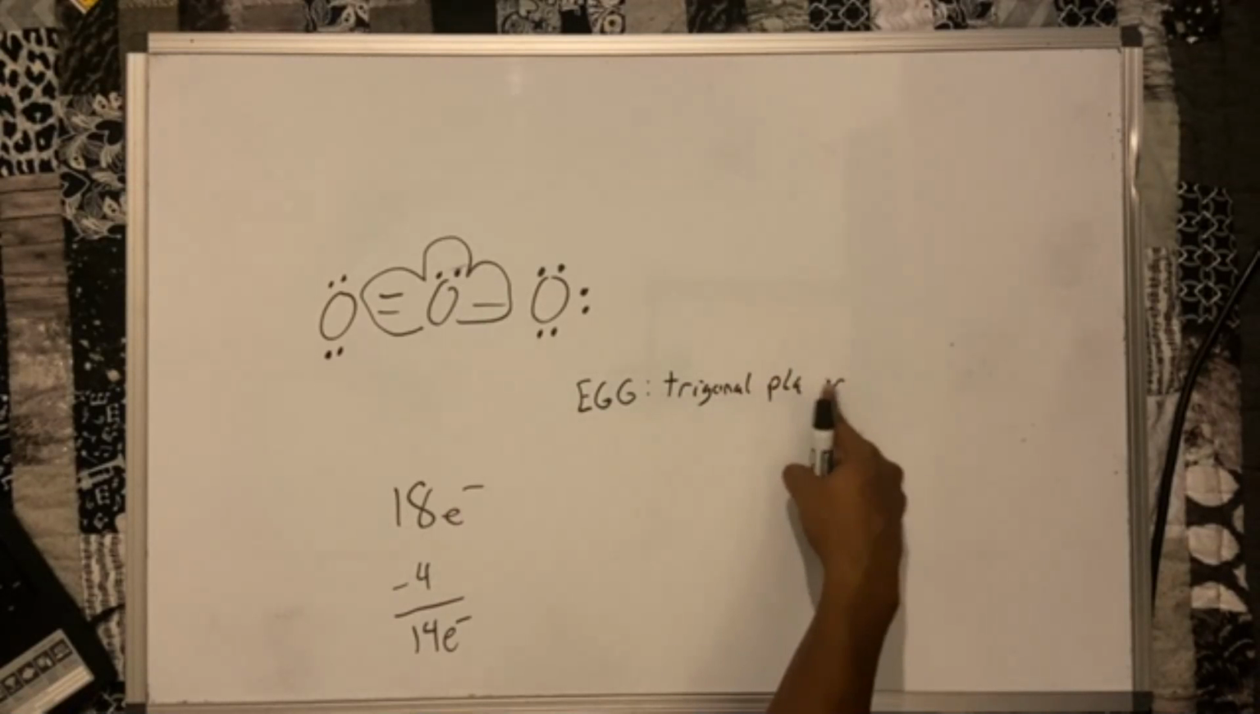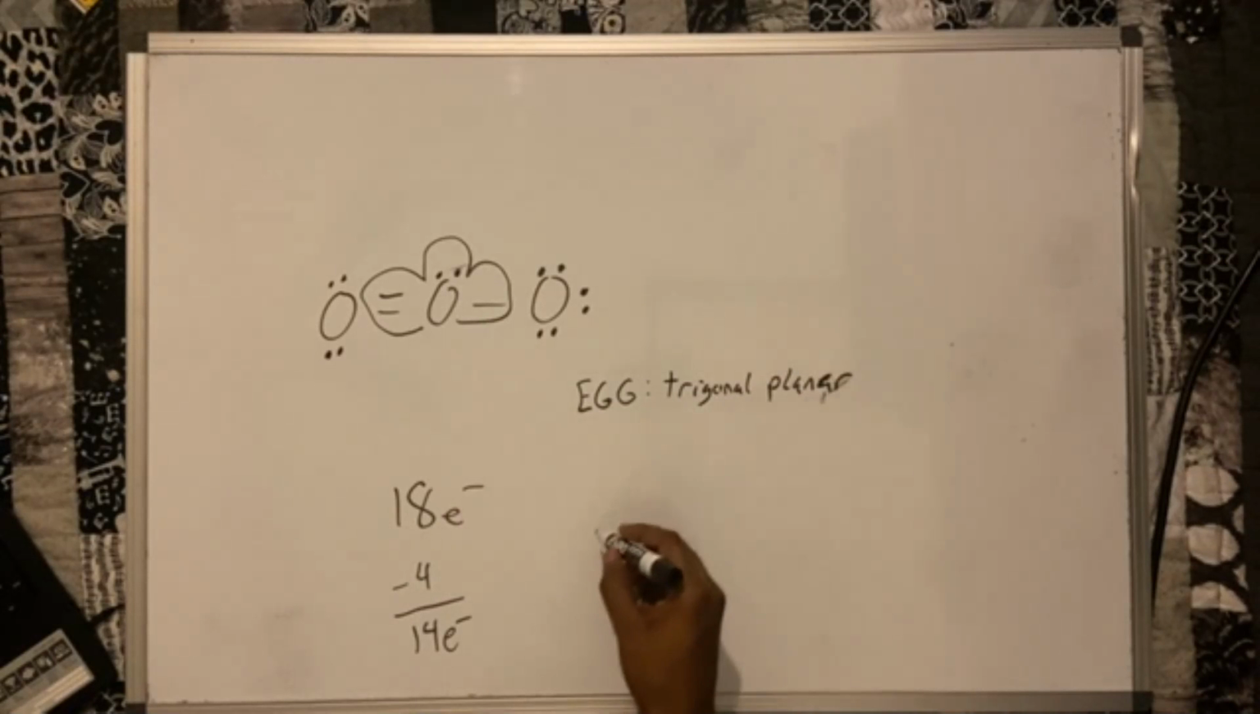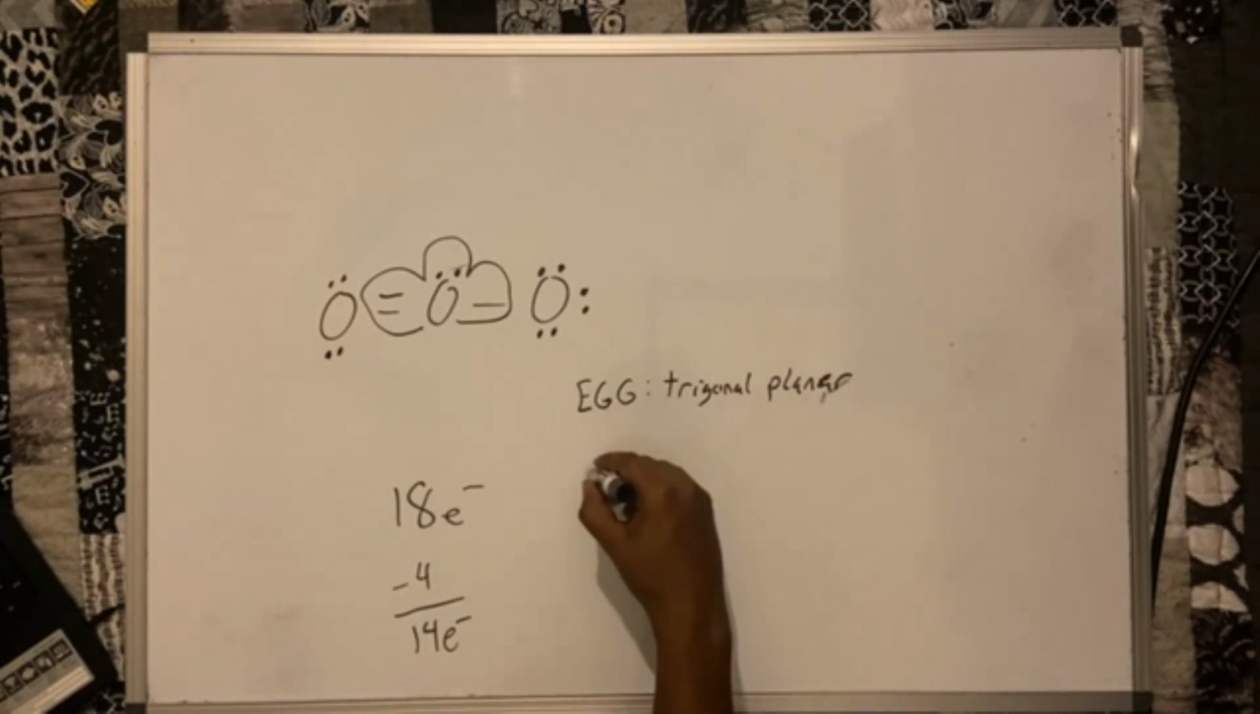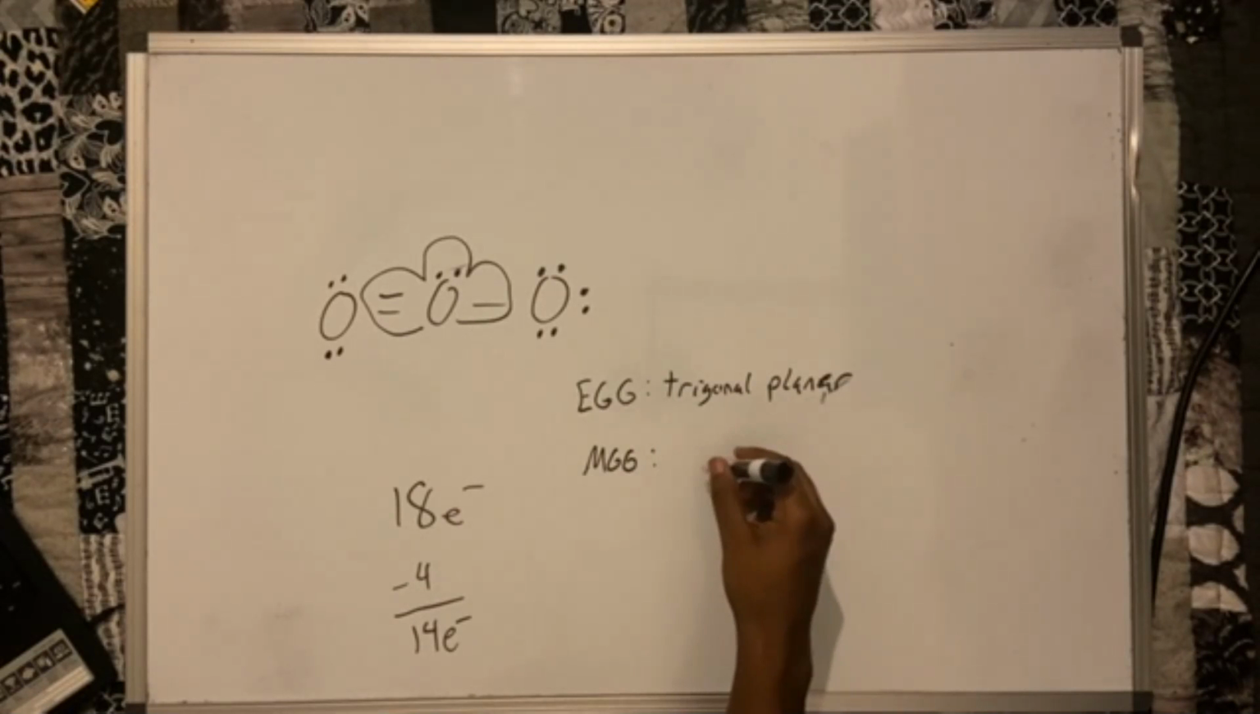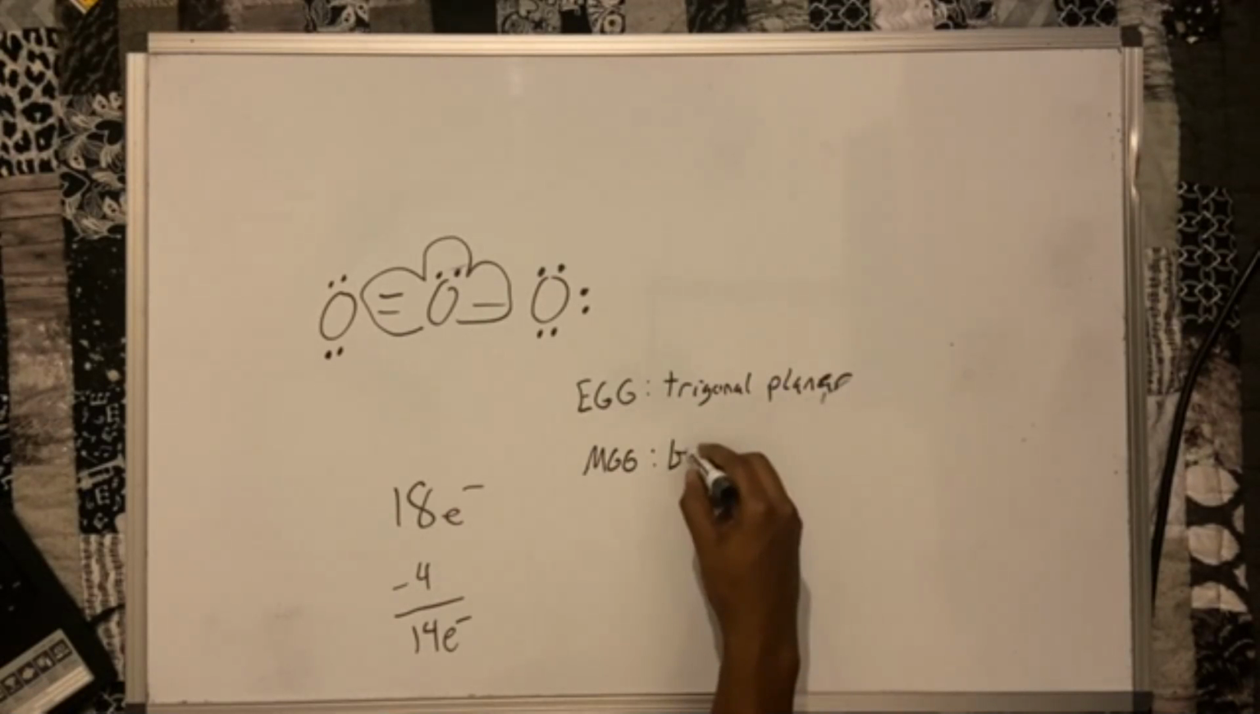Oh, that's not how you spell planar. But one of them is a lone pair, so my molecular geometry is bent.